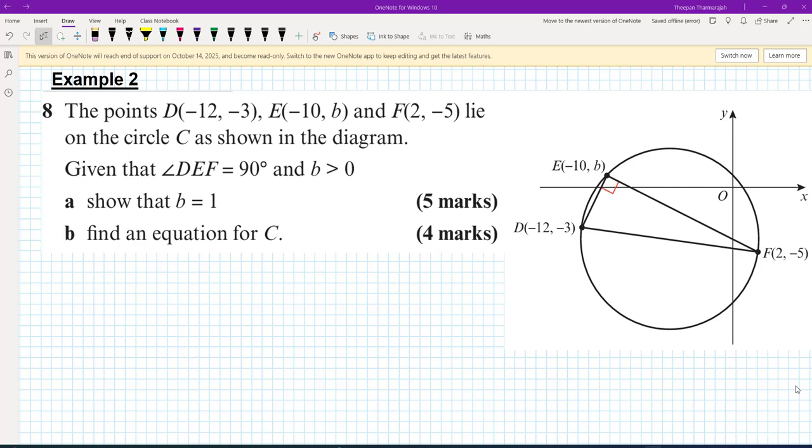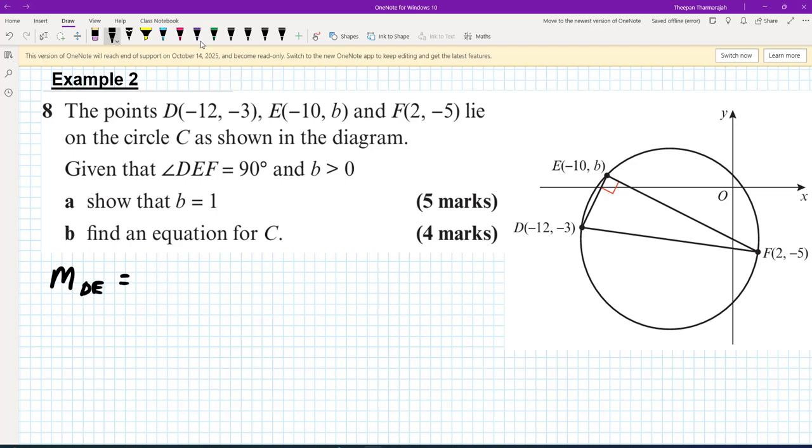Now here's a question for you to try. You can pause the video, and when you're done, I will go through my worked solution. Okay, welcome back. So they've told us in this question that ED is perpendicular to EF. So the first thing we ought to do is to work out the gradient of DE.